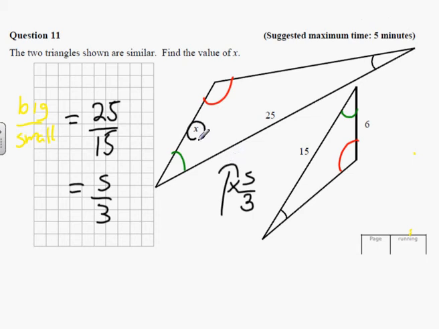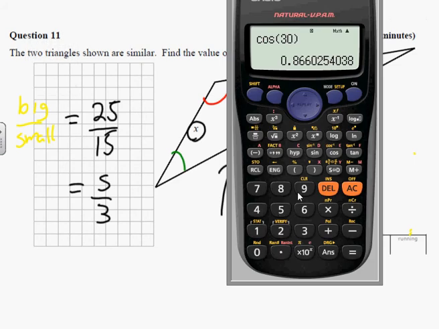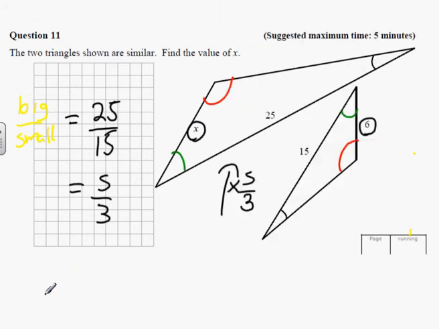What does that mean about this length x? The length x is 5 over 3 times bigger than the number 6. Multiply 5 over 3 by 6, and somebody told me it was 10. Is that correct? Yeah. So x equals 5 over 3 multiplied by 6 equals 10.